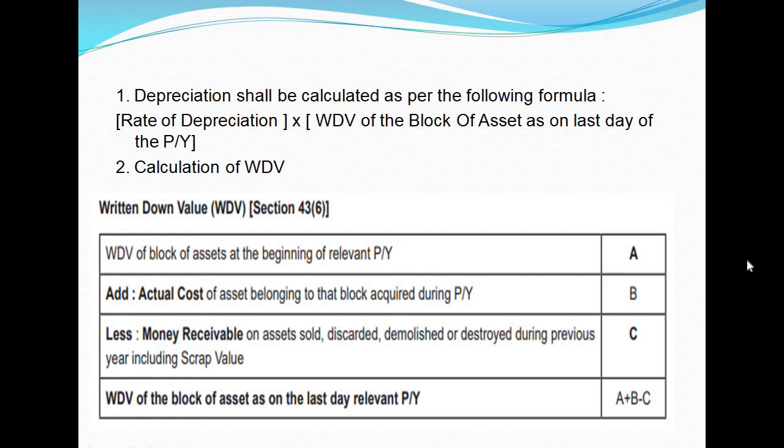First of all, you have to take the written down value of the block of assets at the beginning of the relevant previous year. Then you add the actual cost of assets belonging to that block acquired during that particular previous year. Then you deduct the money receivable on assets sold, discarded, demolished, or destroyed during the previous year, including scrap value. After adding and subtracting, you get the written down value of the block of assets as on the last day of the relevant previous year.